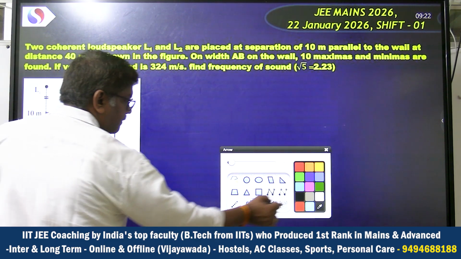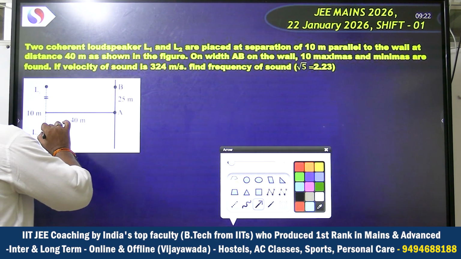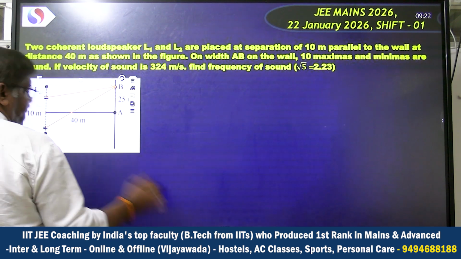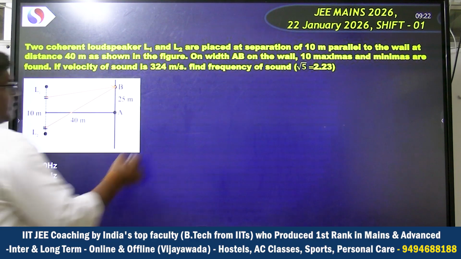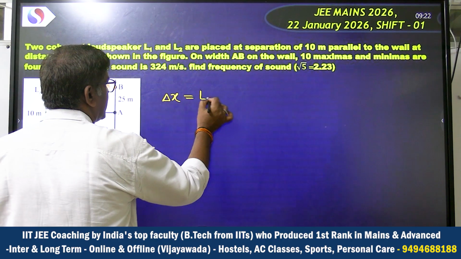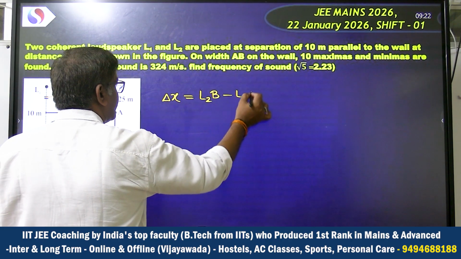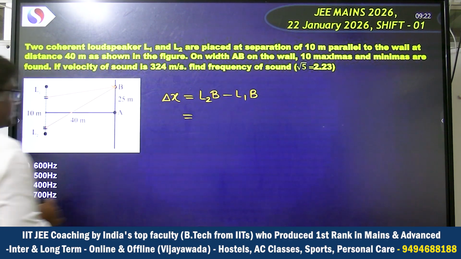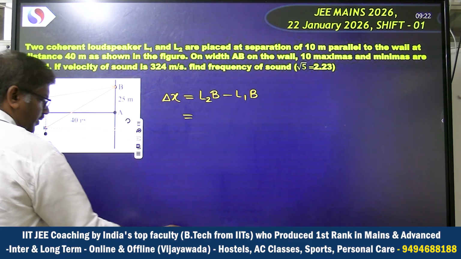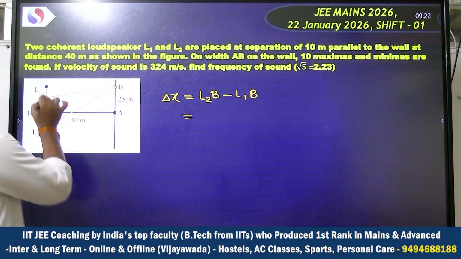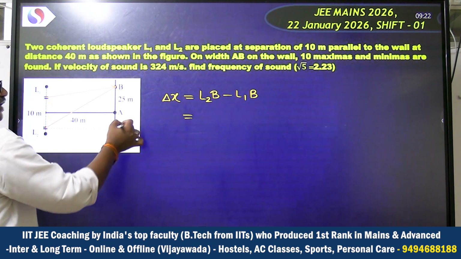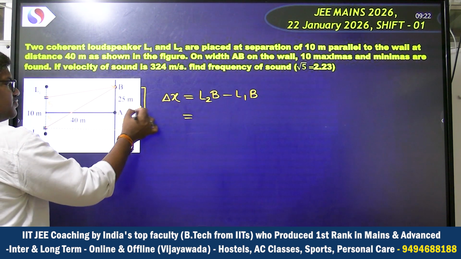So here if I see, one ray is going from L2 to B, another ray is going from L1 to B. These are the two rays which are superimposed. If I ask what is delta x, the path difference between them, it will be L2B minus L1B. What is this distance L2B? Here the total is 10, that means this is 5, this is 5. That means this distance is 5. So 5 plus 25 is 30. Overall 5 plus 25 is 30.